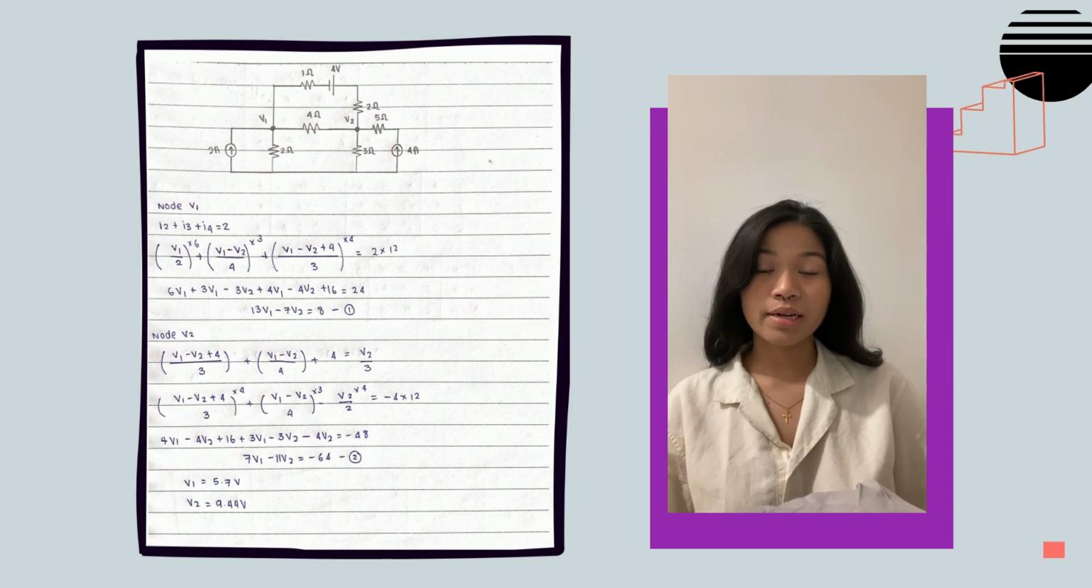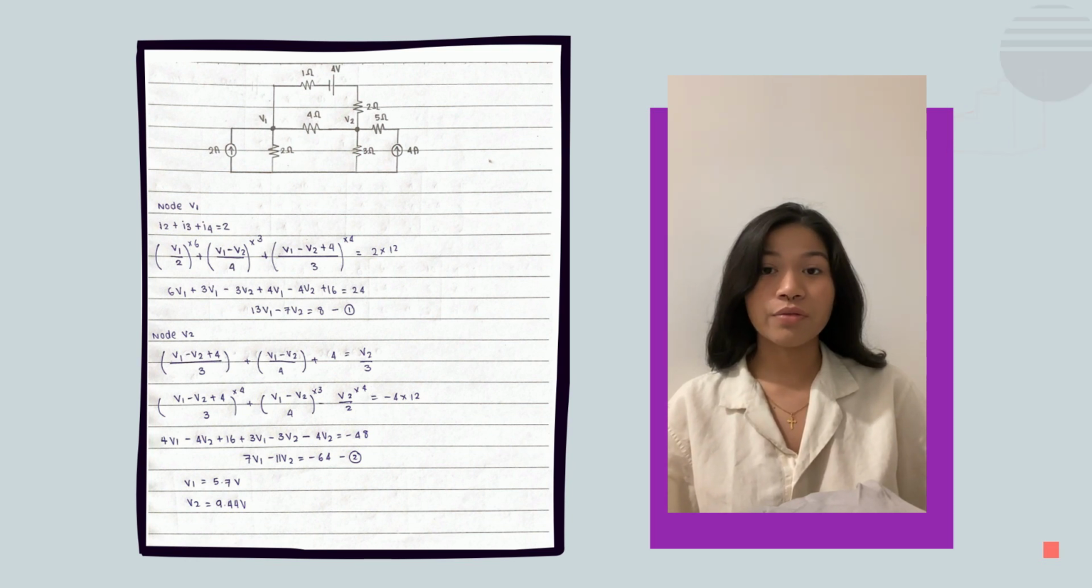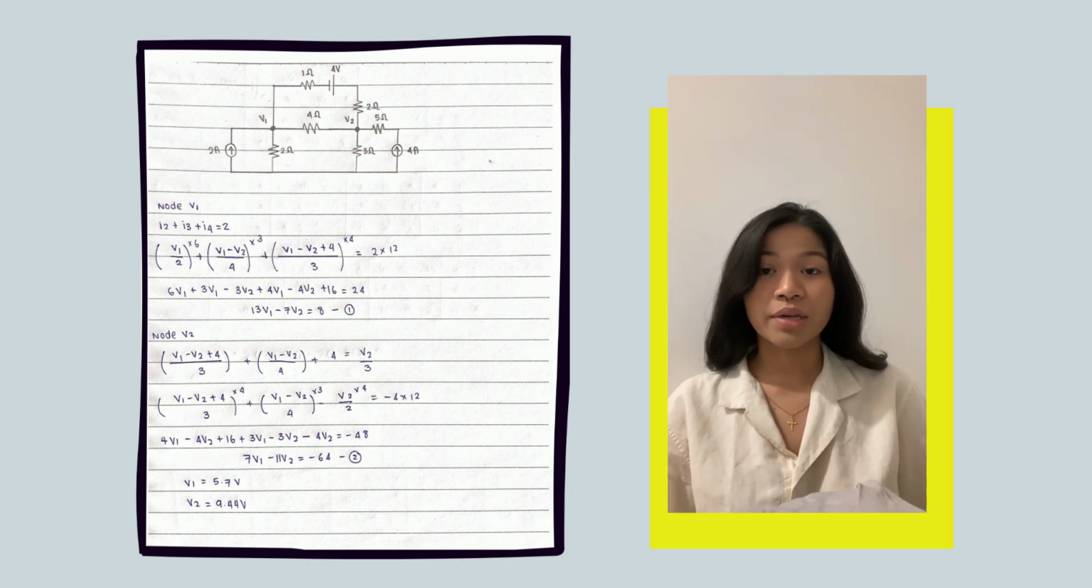I'll be explaining the solutions for task 1. Based on figure 1, we'll be using nodal analysis to derive the value for V1 and V2. At node V1, the equation derived is V1 over 2 plus (V1 minus V2) over 4 plus (V1 minus V2 plus 4) over 3 equals 2.